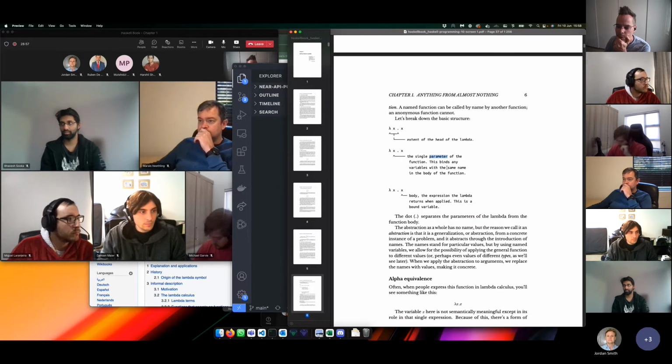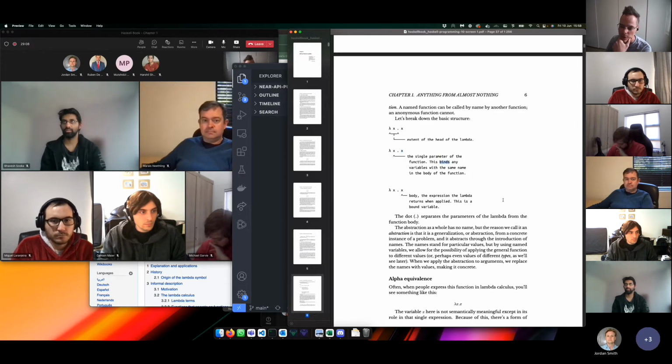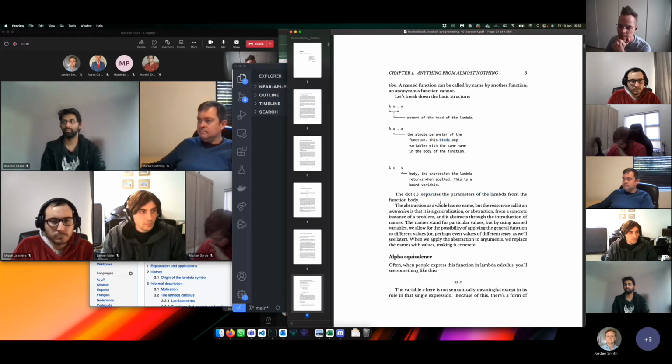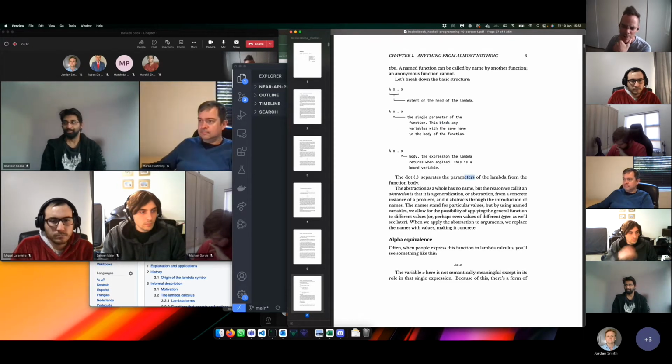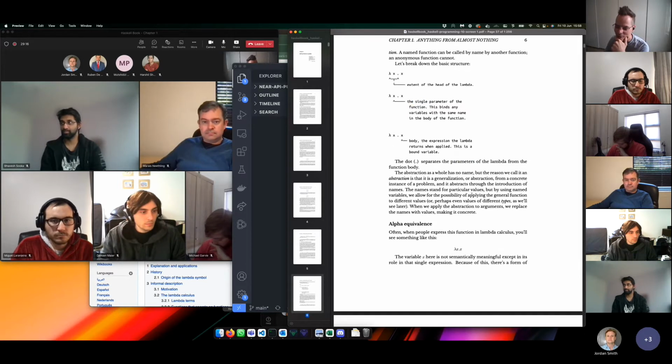This binds any variables with the same name in the body of the function. Okay, so they use the word binds. So when you do this x equals 1 thing, you bind the value of 1 to x. So the word bind is a nice word. The dot separates the parameters. Great. Look there, they're saying parameters, but didn't they say there's only one? Wait, what's going on?